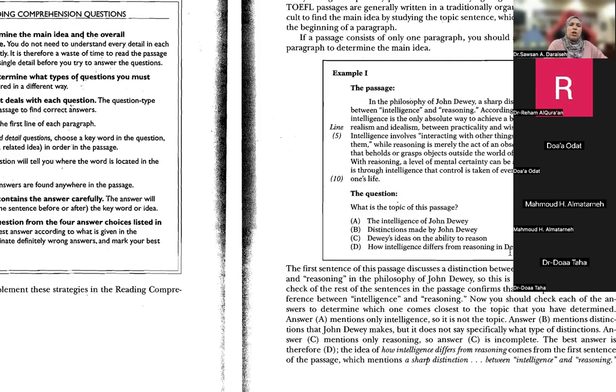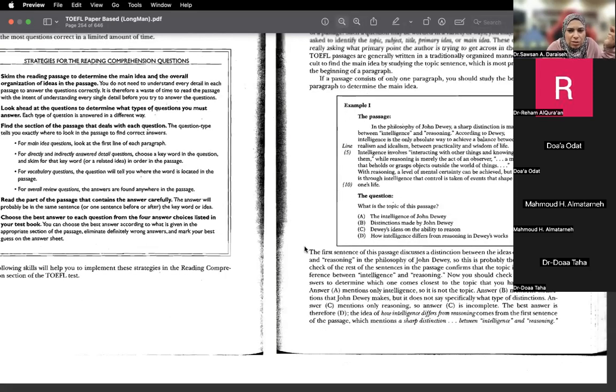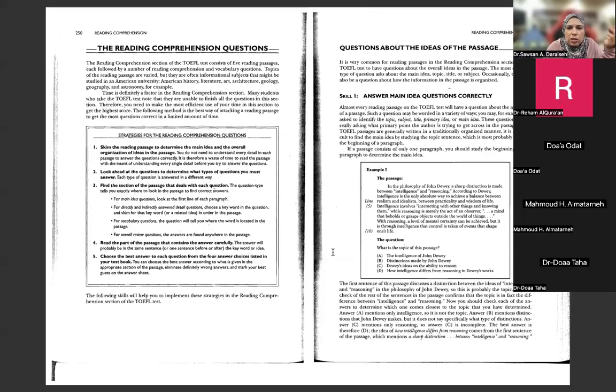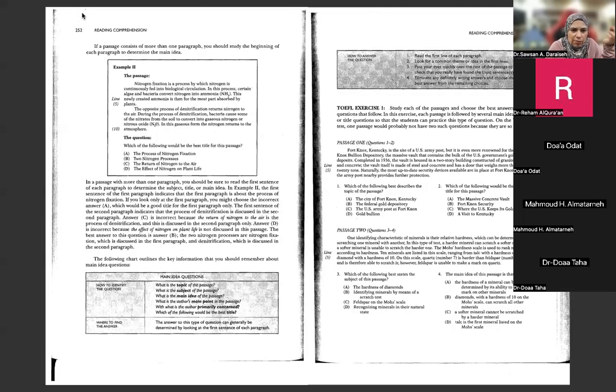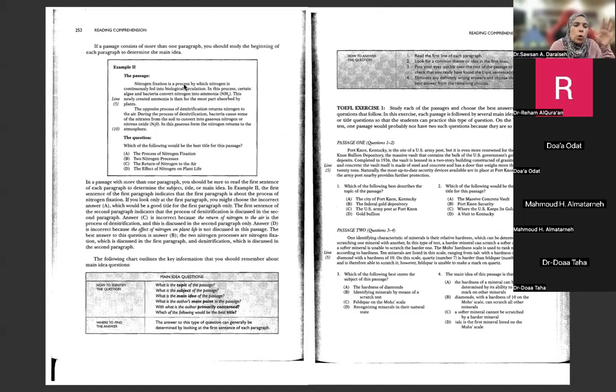All right? So Dr. Mahmoud, with passages of one paragraph, this is how to find the answer. So what we're doing here today is showing you how to find the answer when the question is, what is the main idea of the paragraph? Okay? Is that clear? To be honest, yes, it's okay now. Good job. I'm glad. That's the most important thing.